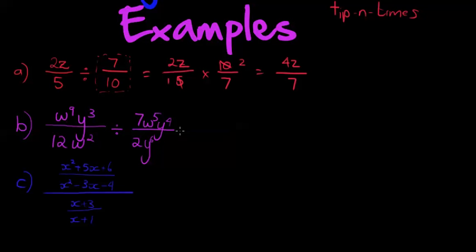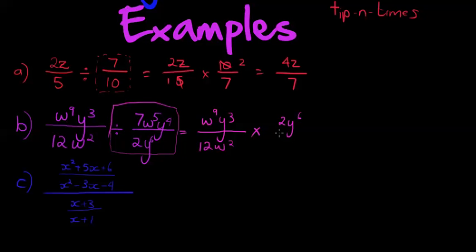The next one we have is w to the power of 9. So again we're going to tip and times, since we are dividing with a fraction. So the fraction we divide with is going to be tipped. In other words, we're multiplying with the reciprocal. Divide, change it to multiply, and then this becomes 2y to the power of 6 divided by 7w5 and y4. Okay, let's quickly divide common factors.